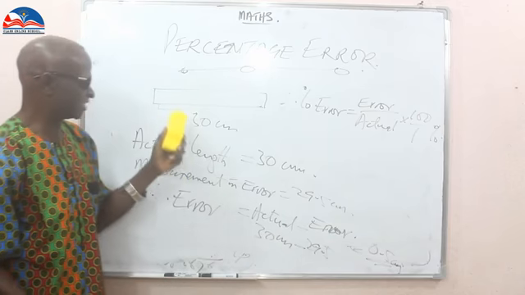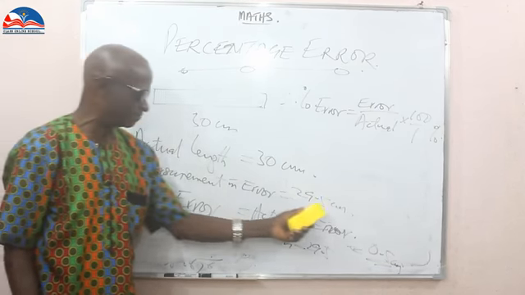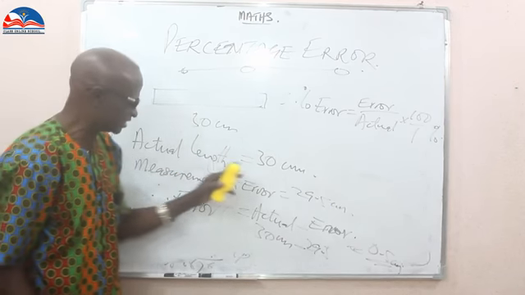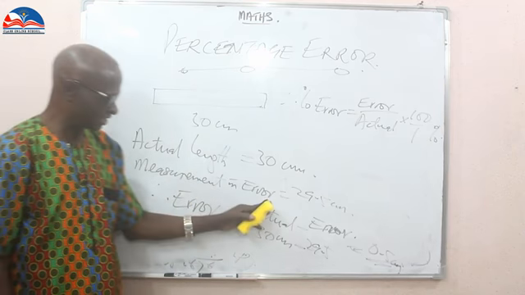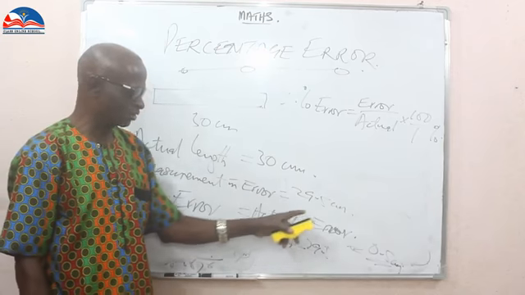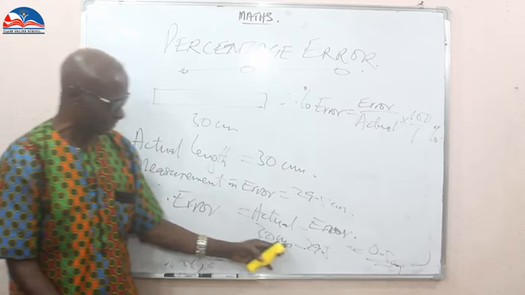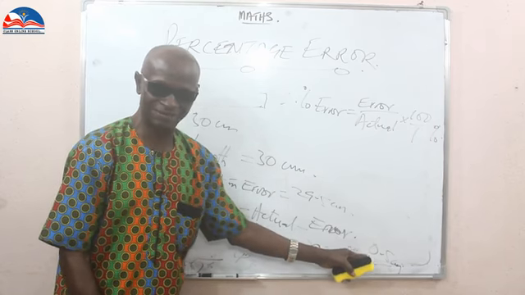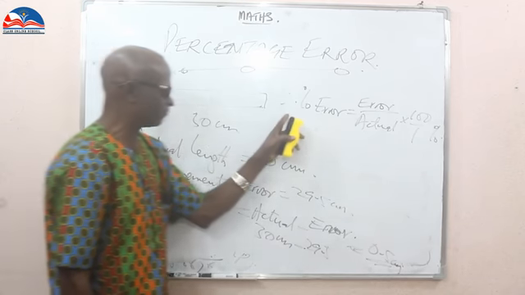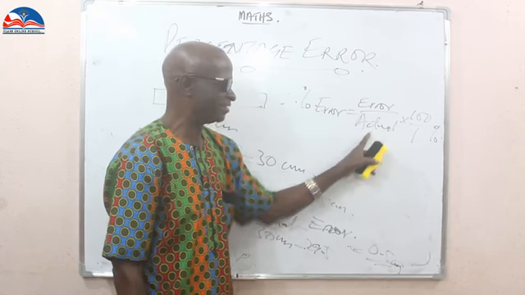I'll take it again. A ruler measures 30 cm. A student is asked to measure it, and out of human error gets 29.5 cm. Solving it, actual length is this, measurement in error is 29.5. Therefore, error is the actual minus what the student got: 30 cm minus 29.5 cm is 0.5. Having known the error, convert it to percentage. Percentage error equals the error you made over what is supposed to be, times 100 over 1.